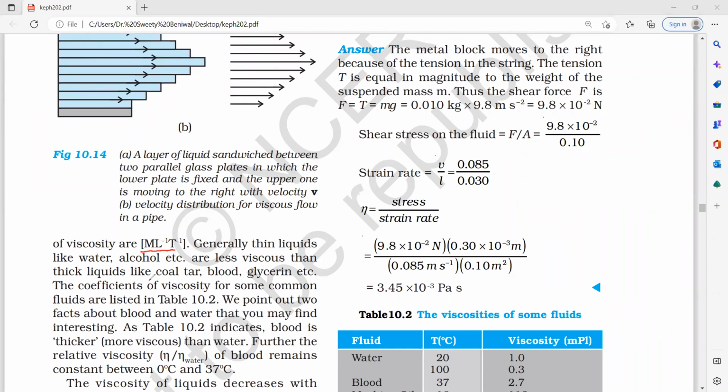Generally, thin liquids like water and alcohol are less viscous, and thick liquids like coal tar, blood, glycerin are more viscous. There are coefficient of viscosity values for some common fluids. We point out two facts about blood and water that you may find interesting. As tables indicate, blood is thicker, more viscous than water. Further, relative viscosity, eta over eta of water, of blood remains constant between 0 degree and 37 degree Celsius. So these are the inferences you can make from the table.